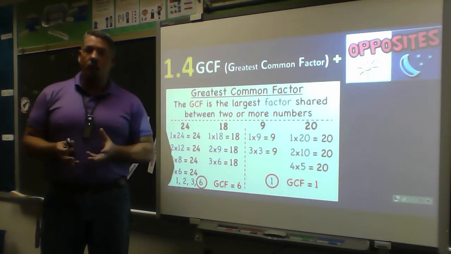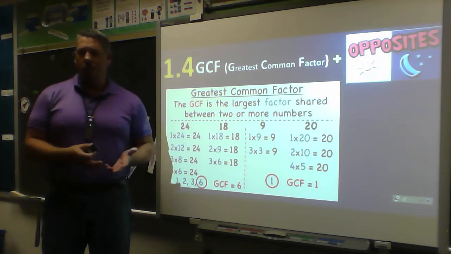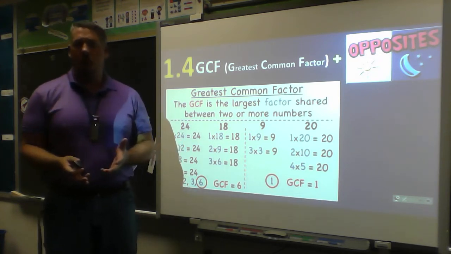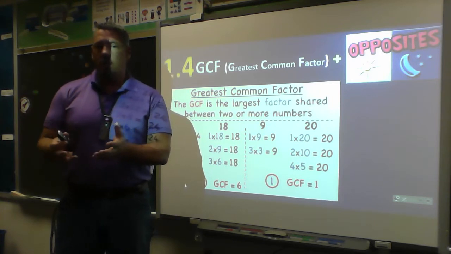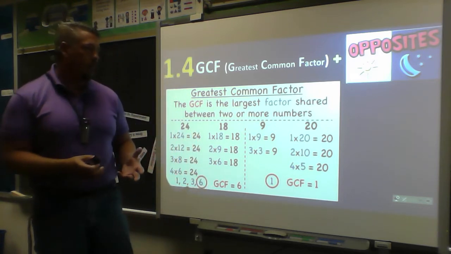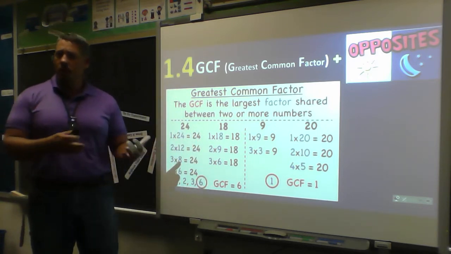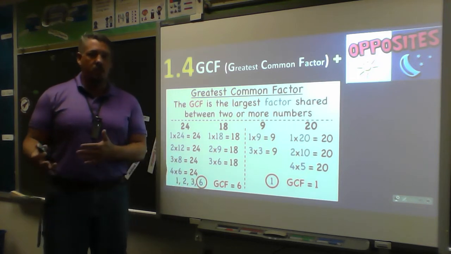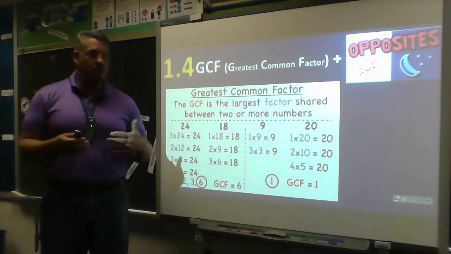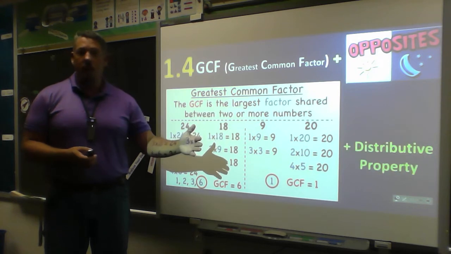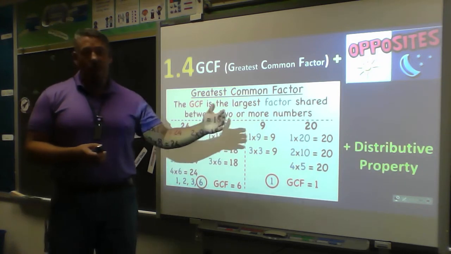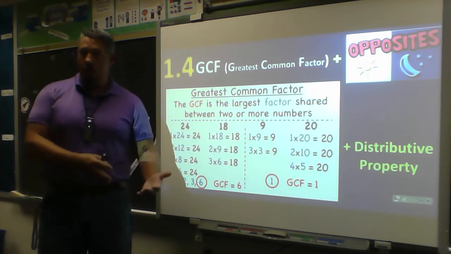So in 6th grade, we look at several different properties. And properties are kind of like in science when we talk about scientific laws, things that are true no matter what. Numbers interact in specific ways, and we can set up numbers in specific ways according to these properties in mathematics. So the other half of this lesson is the distributive property.